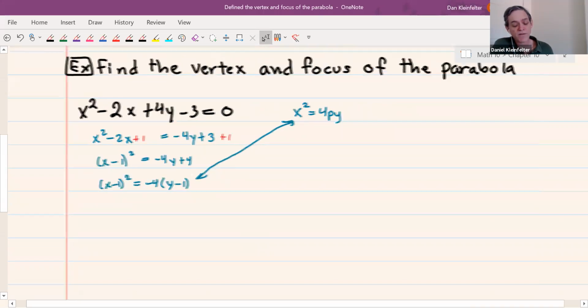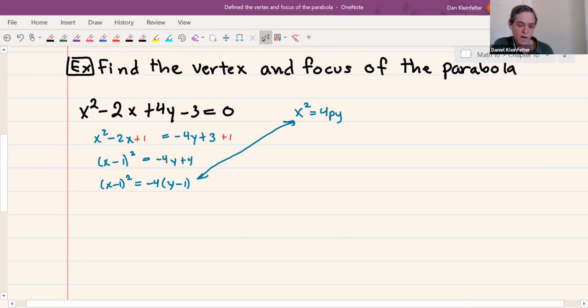So we'll be able to figure out what shift happened, and so where the vertex is. Since it's x minus 1, that means it had been right shifted, so the vertex's x coordinate will have to be 1. Y minus 1 means there was an upshift by 1 unit, so the y coordinate of the vertex is 1. Then it's basically x squared equals 4py, and on this one, the p has to be negative 1.